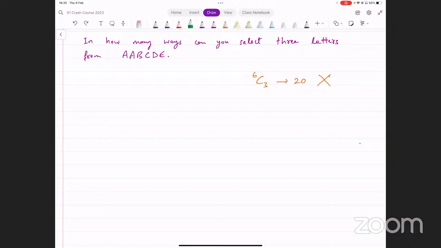Now, one possibility would be that amongst those three selected letters, two are A's. That is one possible case, that you are selecting two A's, all right? Another possibility could be that you're selecting just one out of the two A's. That could be another possibility.